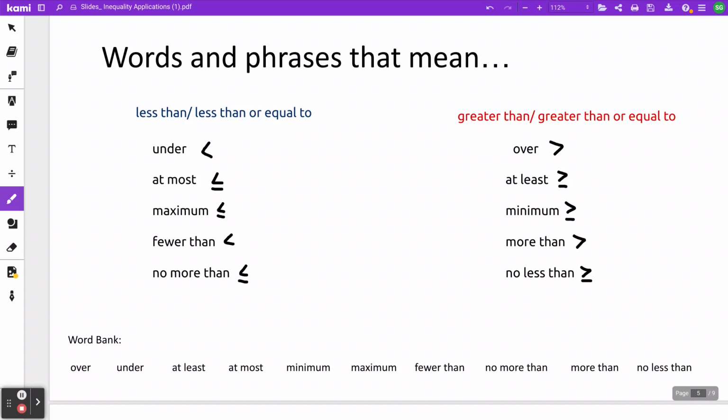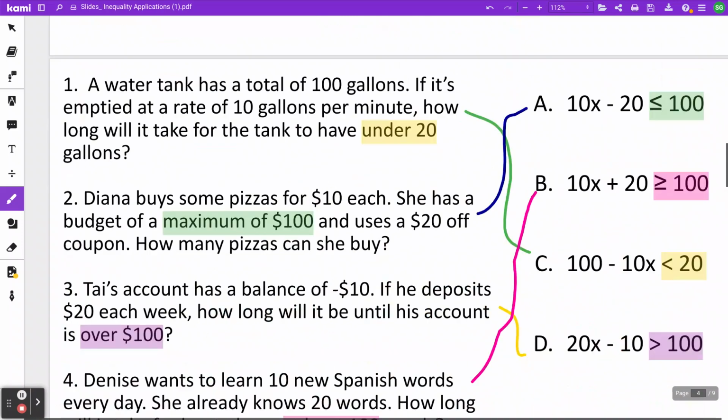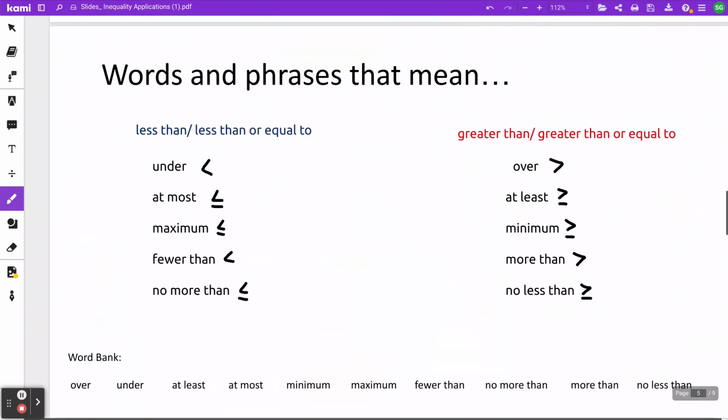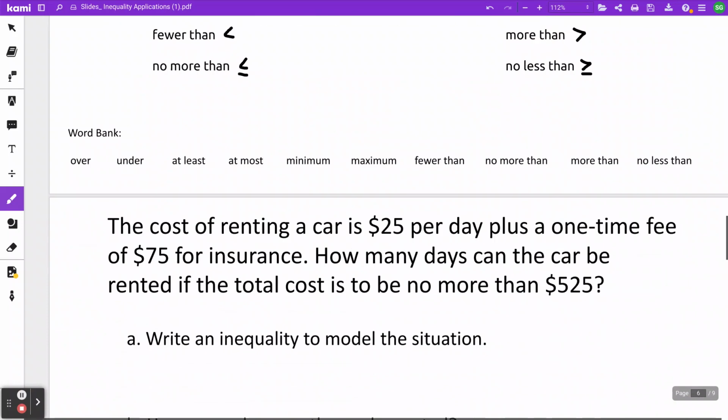You could put them on an index card to help you study, or even just have them in your notes to look at as you're working through practice problems. Now that we've gone through some of these common words, let's make the change from just matching to actually writing these inequalities ourselves and practicing using all these different skills we've learned in the past couple lessons.